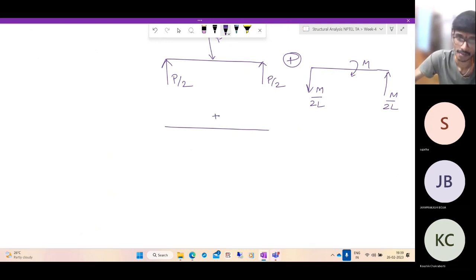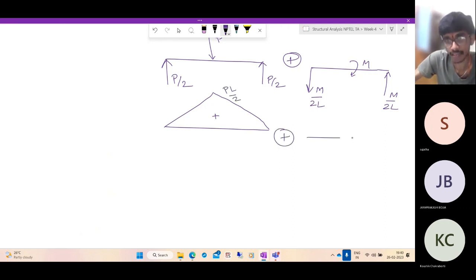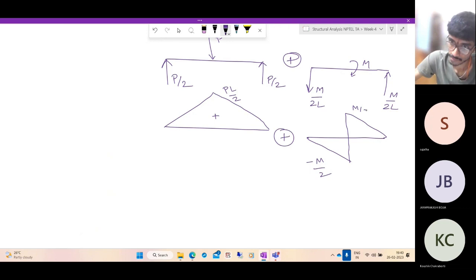So P by 2 acting at L. So it is P by 2 acting at L plus the other bending moment diagram is like this. Left side it is hogging. So minus M by 2L acting at L. So it is minus M by 2. Here it is M by 2. Add both. What do you get?